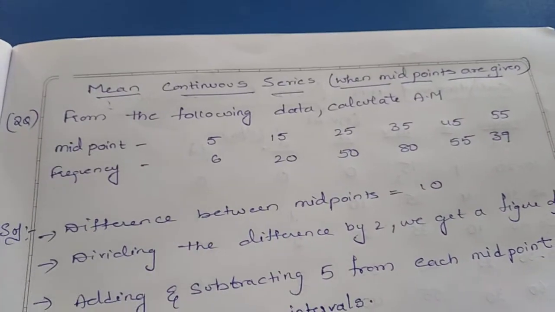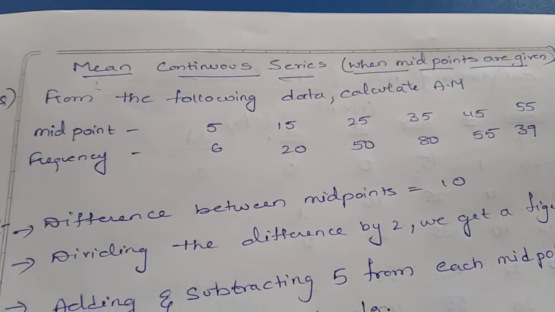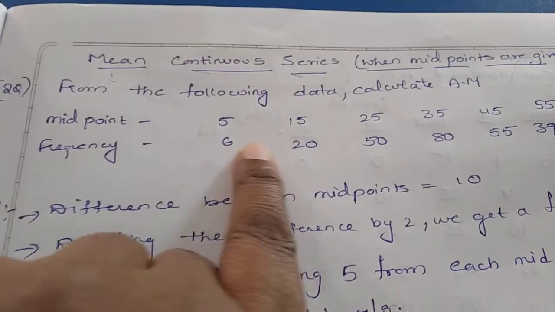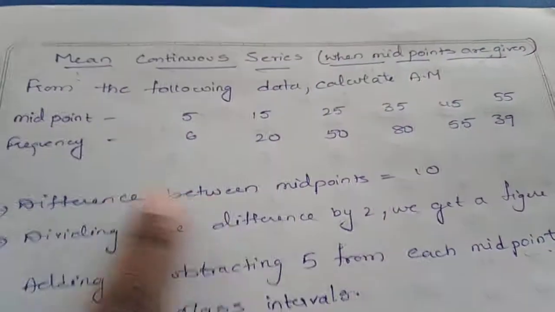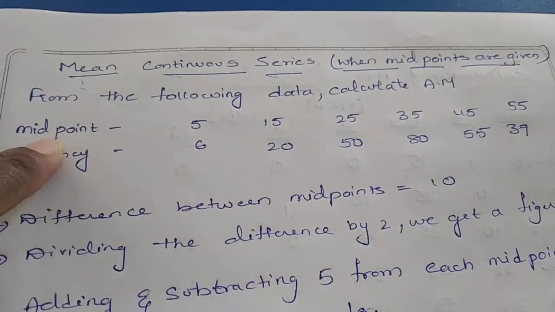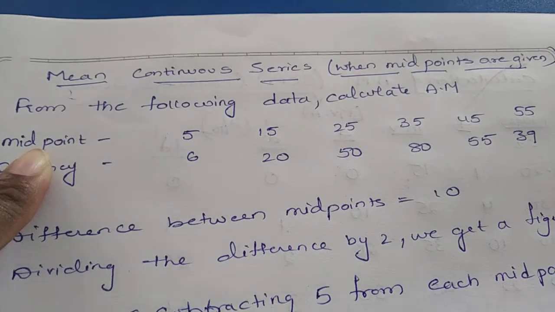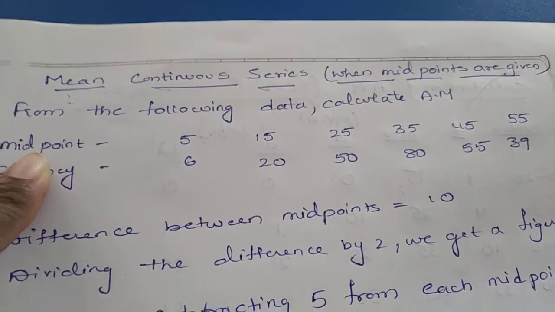Siva, next topic, mean of a continuous series when midpoints are given. Here it is very important. By seeing this, everyone thinks that it is a discrete series. But here you have to observe what he has given here: midpoints. If midpoints are given, it is nothing but a continuous series.